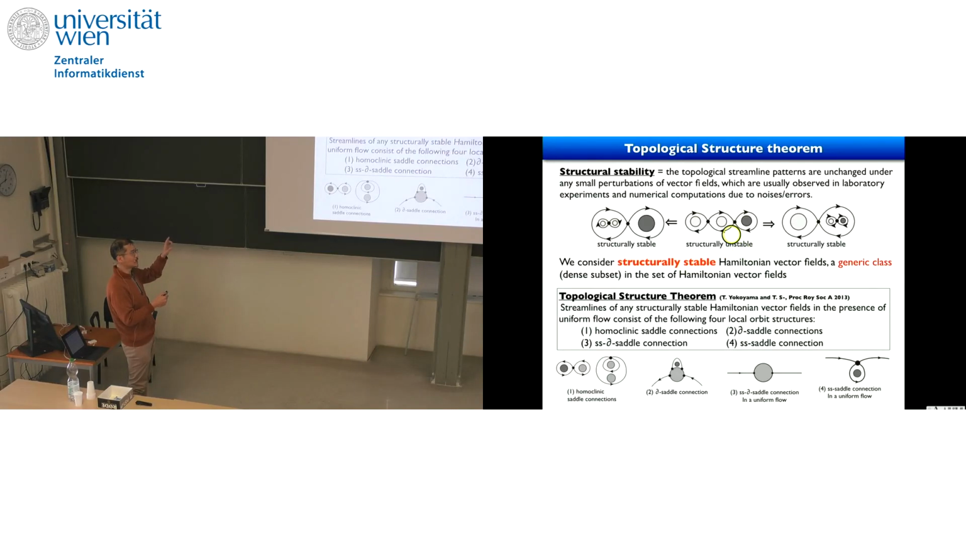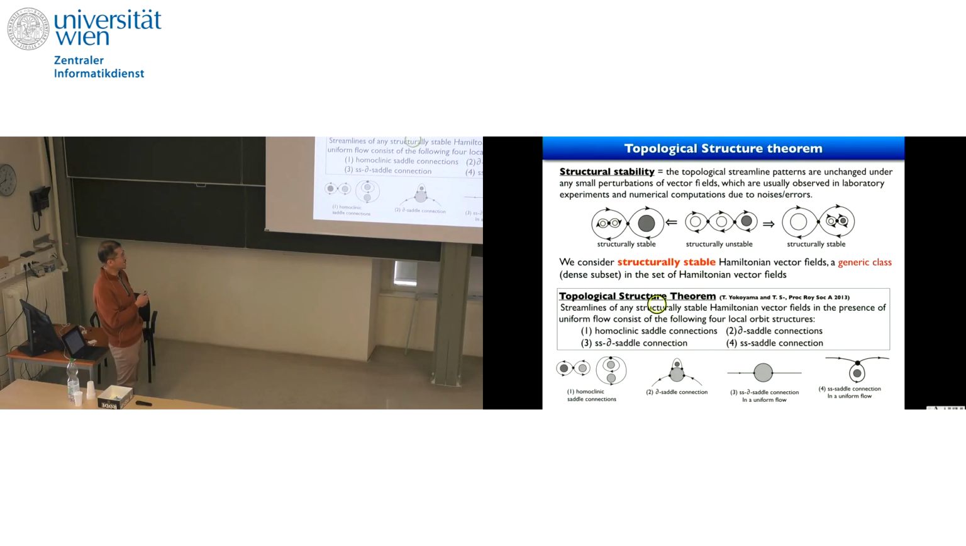This looks like a very specific Hamiltonian vector field, but it is mathematically shown that this class of Hamiltonian vector fields is a generic class, which is a dense subset in the set of Hamiltonian vector fields. That means the classification of these Hamiltonian vector fields gives rise to a very generic classification for all kinds of Hamiltonian vector fields.